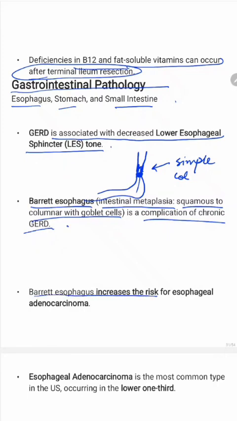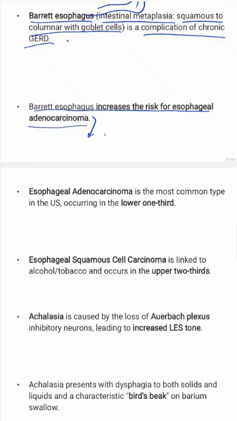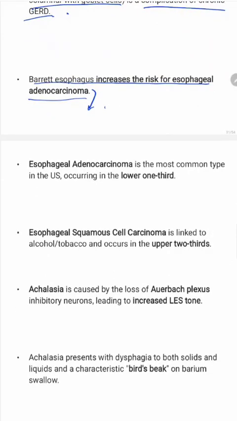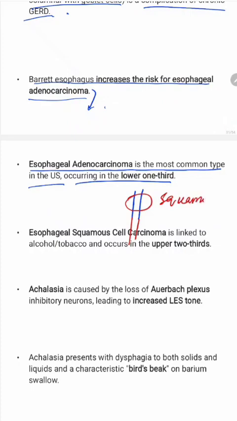Now, Barrett esophagus increases the risk for esophageal adenocarcinoma. Barrett esophagus is a prelude to esophageal adenocarcinoma. Esophageal adenocarcinoma is the most common type in the US, and occurs in the lower one third. Now this is the upper 2/3, and this is the lower 1/3. The upper 2/3 is associated with squamous cell carcinoma. The lower 1/3 is associated with adenocarcinoma.